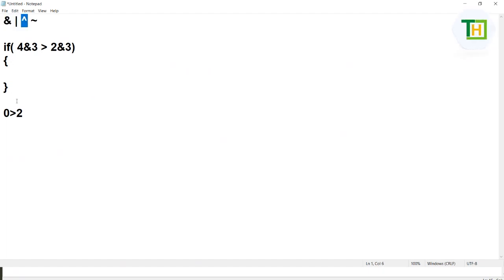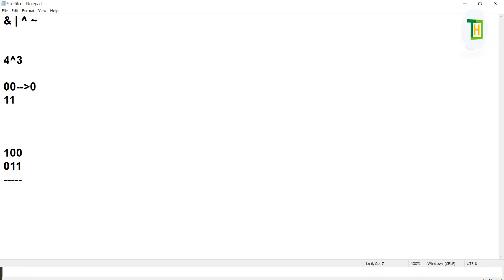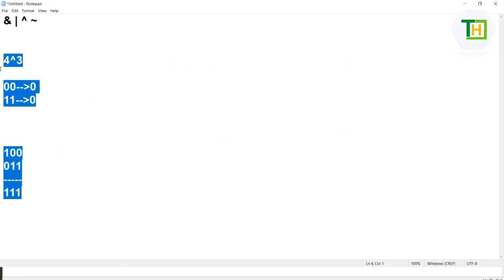In this way, we are going to execute these two, and mainly focusing on this XOR operation. The XOR operation is going to be like this. For example, 4 cap 3. 4 means 1 0 0 and 3 is going to be 0 1 1. In the XOR operation, if both are zeros or both are ones, then it is going to be 0 here. If alternate values, it is always treated as 1, 1 1 1 like this. That means that is also 7 here.